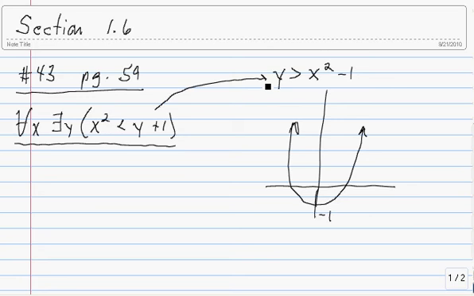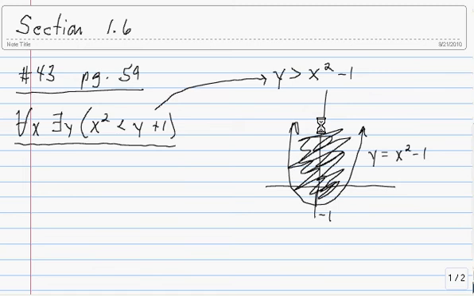And the reason I did that is because I recognized that from algebra. If I was to write y equals x squared minus 1, I remember that the graph of that is just the parabola shifted down by 1, which is this graph right here. And so then it's pretty easy to draw y greater than x squared minus 1, which would be the shaded region above the parabola.